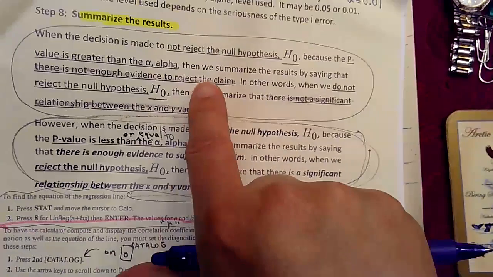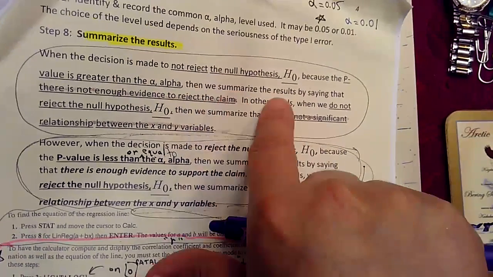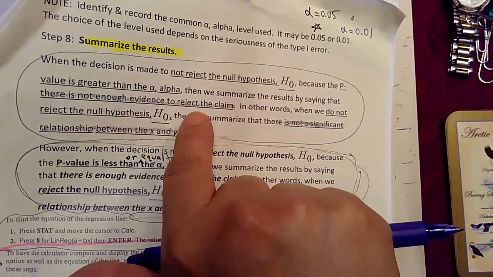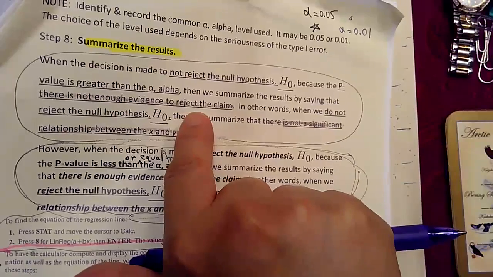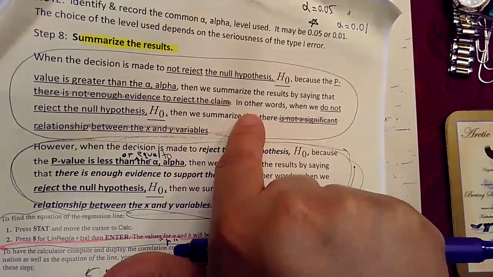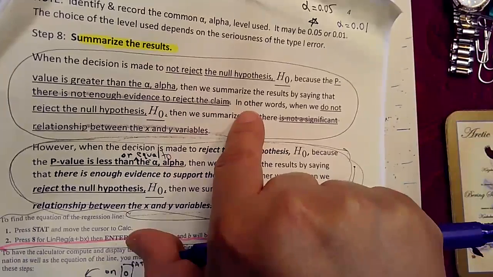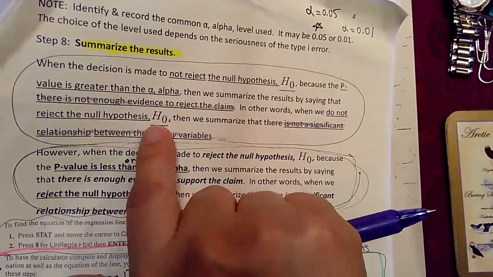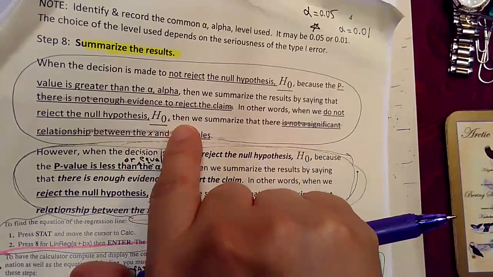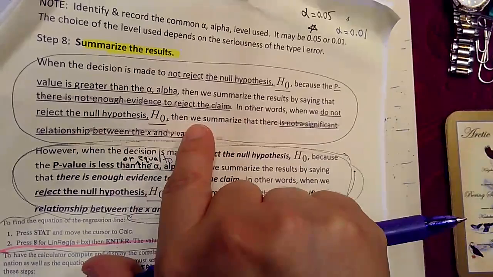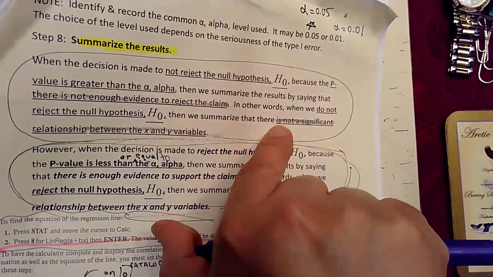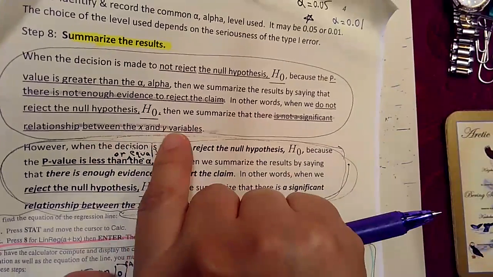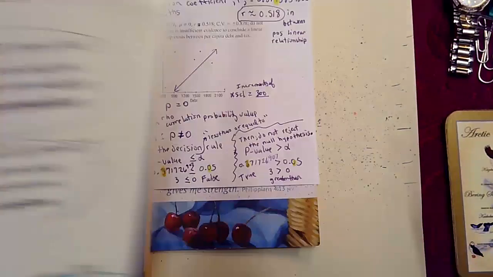Okay, and what else does that mean? We summarize the results by saying that there's not enough evidence to reject the claim. So what else does that mean as far as our x and y variables? In other words, we do not reject the null hypothesis H sub 0, then we summarize that there is not a significant relationship between the x and y variables, and that's the summary right here.